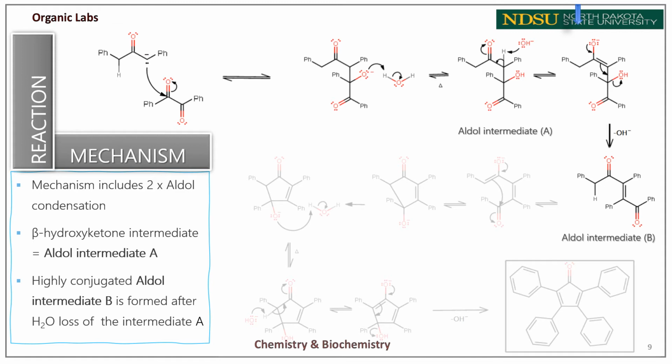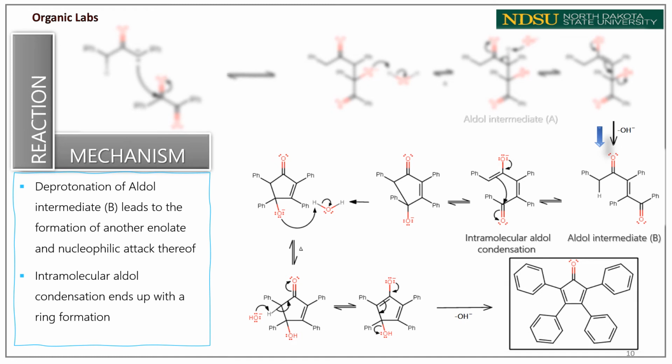Aldol intermediate A easily loses hydroxide because pi-electron conjugation, heat, and the anti-periplanar conformation enable it to leave without protonation that converts it to water. The hydroxide loss causes another enolate formation with a highly conjugated system, the aldol intermediate B. This is the condensation step in the overall first aldol condensation.